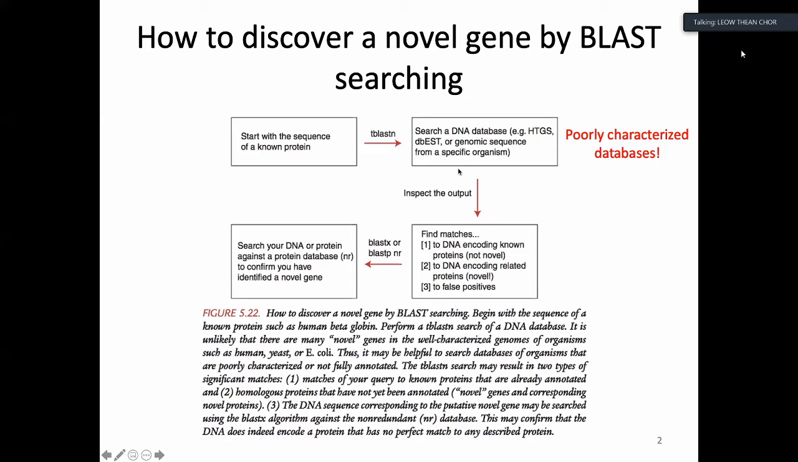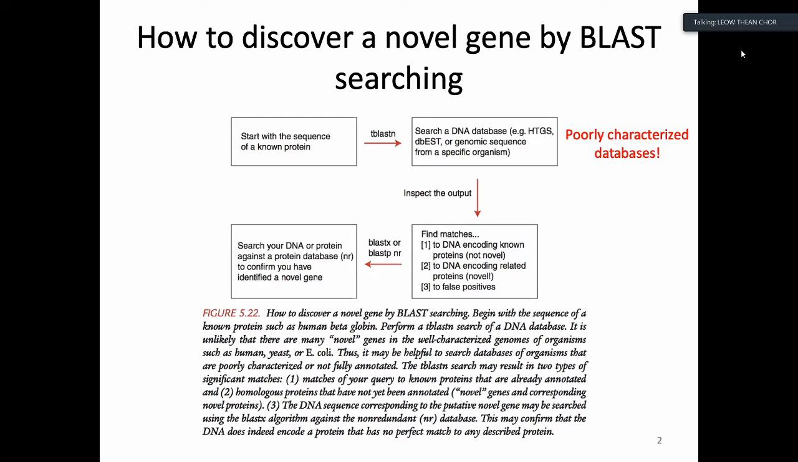You can start with a protein sequence from any organism. For example, if you would like to start with beta globin from humans, you just need to get the amino acid sequence from the NCBI database. You can start with any protein sequence from any organism that you like, and then perform TBLASTN.